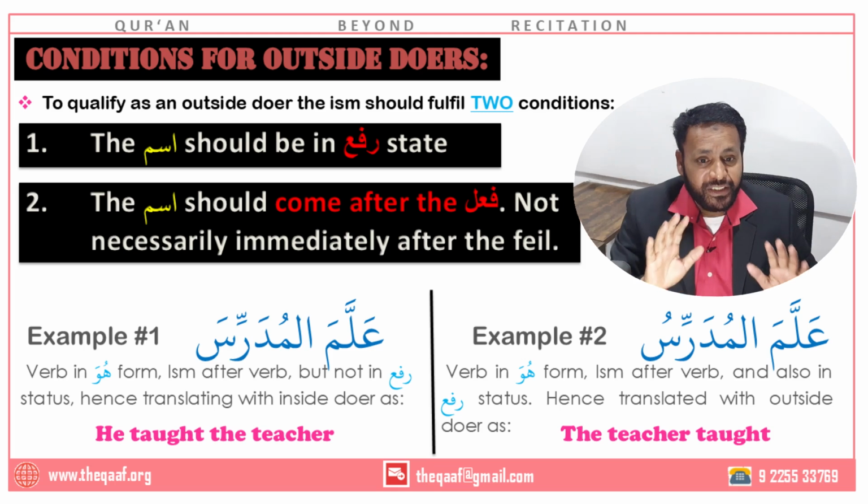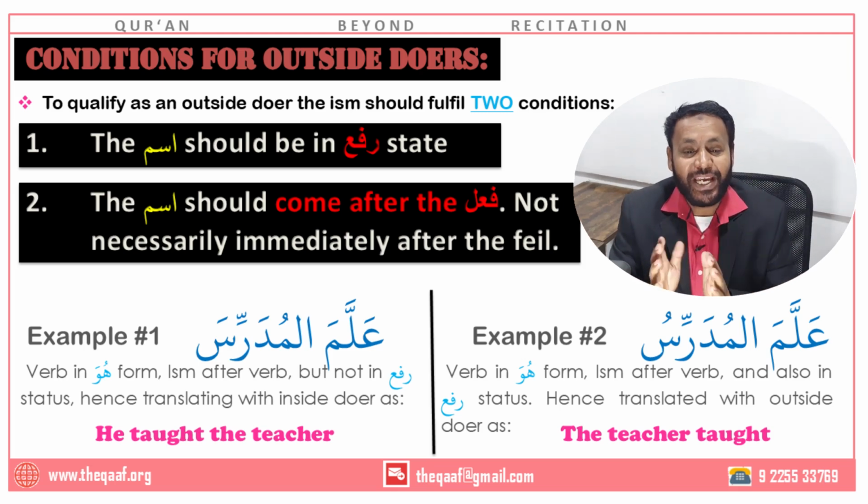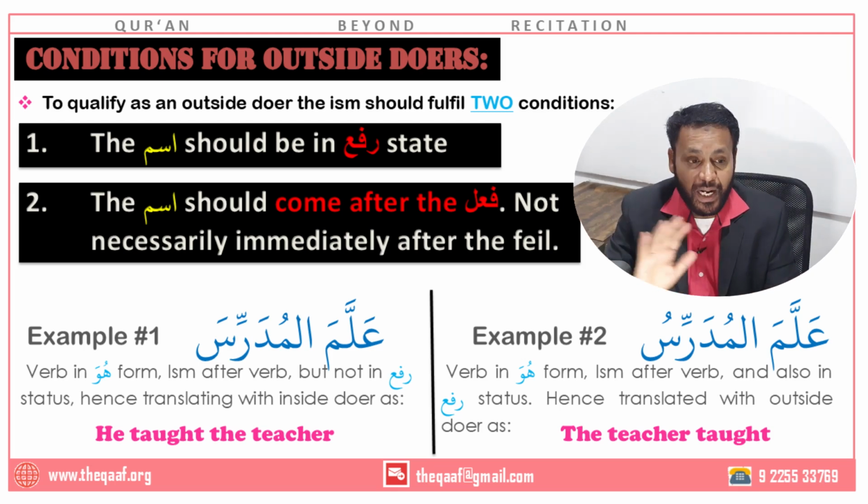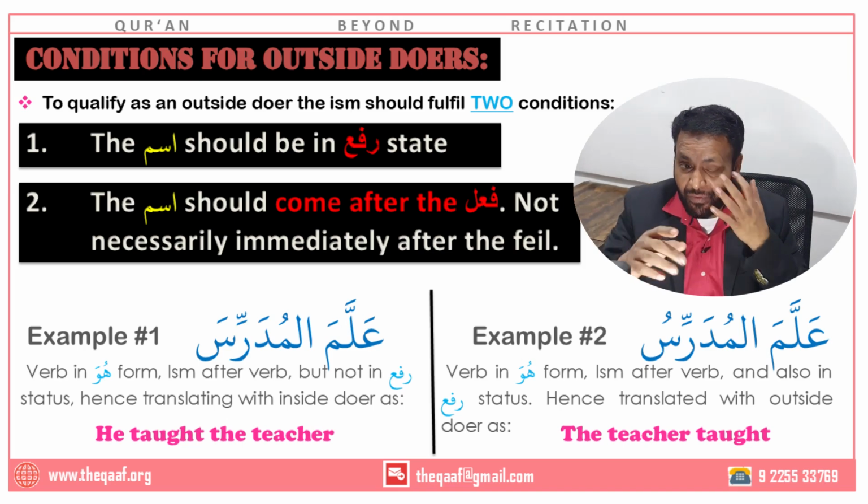If these conditions are fulfilled, then you have a case of an outside doer. Don't translate with the pronoun. Translate with the ism which is coming after the verb. So let me summarize with it. There is a prerequisite and there are two conditions.